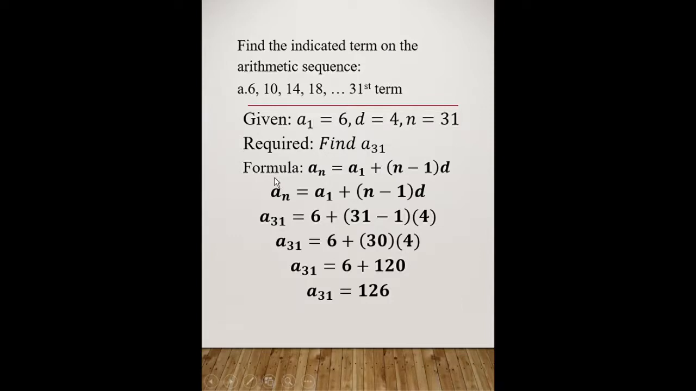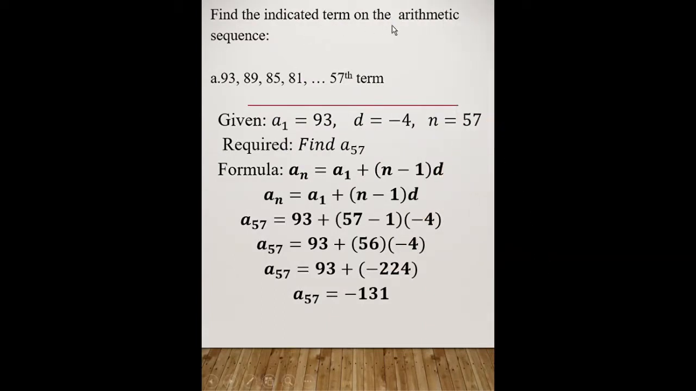So following the formula a sub n equals a sub 1 plus the quantity n minus 1 times d, by substitution, it will be a sub 31 equals 6 plus the quantity 31 minus 1 times 4. Processing first the one inside the parentheses, 31 minus 1 is 30, times 4, that's 120, plus 6, so that's 126. So a sub 31 is 126. So next problem.